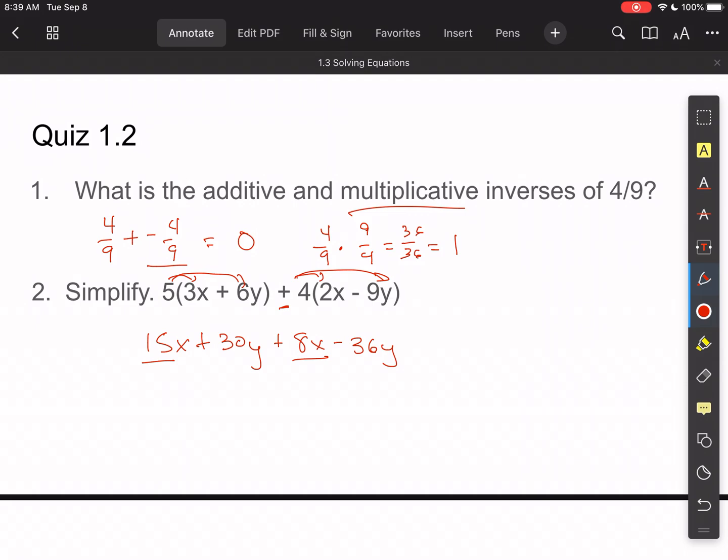Okay, so now I can combine like terms. So the x's can be combined, then the y's can be combined. 15 plus 8 gives me 23, I believe. And then for the y's, I have positive 30 minus 36, so it's going to put me in the whole, 6, so minus 6y. All right, so that is the quiz.